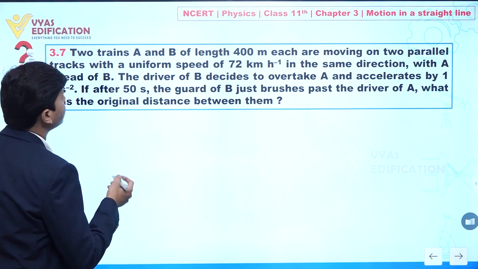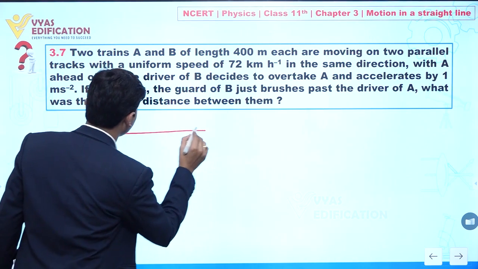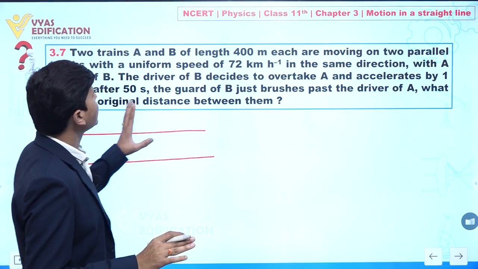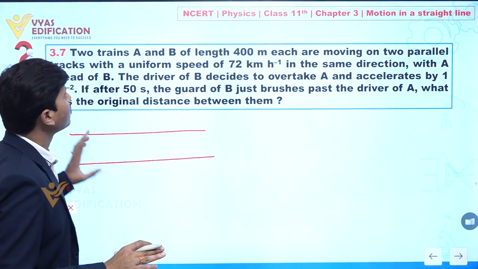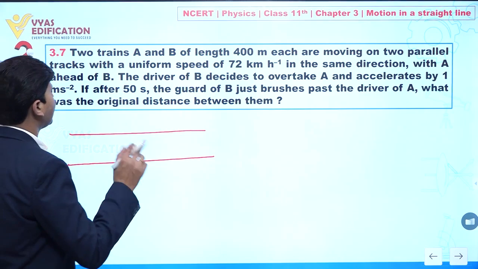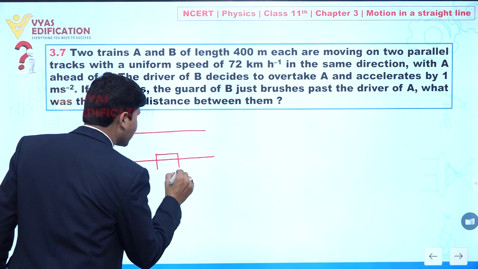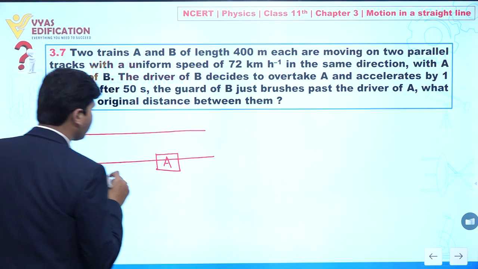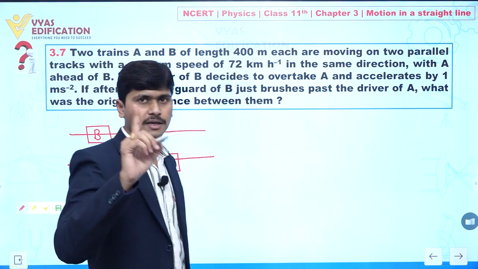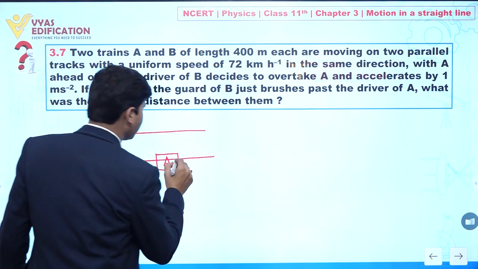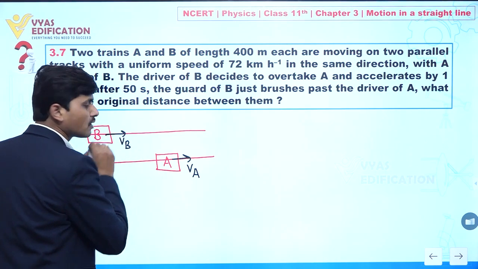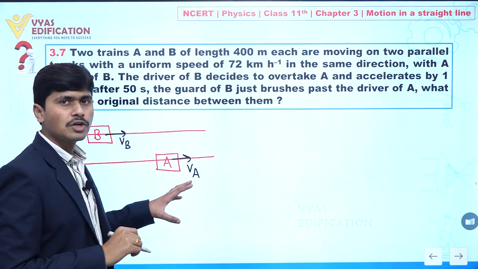Let's suppose we have two parallel tracks. It is given that two trains A and B of length 400 meter each are moving on two parallel tracks with a uniform speed in the same direction, A ahead of B. So let's suppose here we have a train A, and this is the position of train B. Both are going in the same direction with a speed, this is given to you. So we can say VA and VB are given, and the value is 72 km per hour.